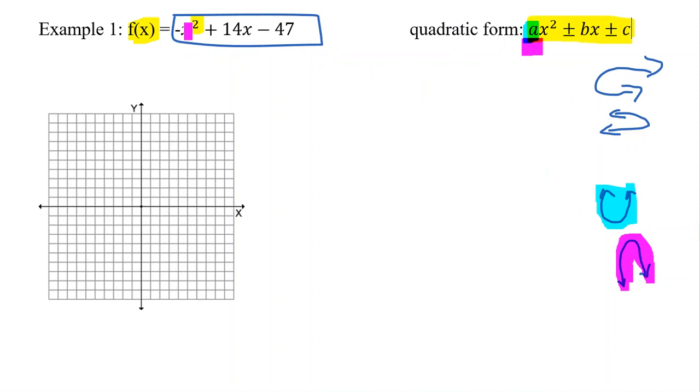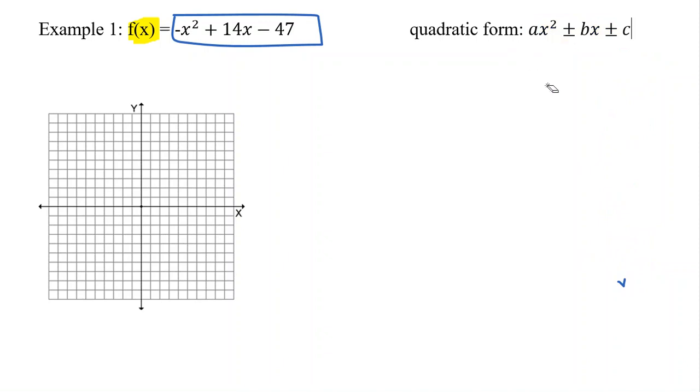Now remember, A is the number on x squared. B is the number on x to the first. And C is my constant. So, looking at this specific function, we notice that our parabola is going to open downward, excuse me, because it's a negative A. It's a negative 1 for A. So it's going to open downward.